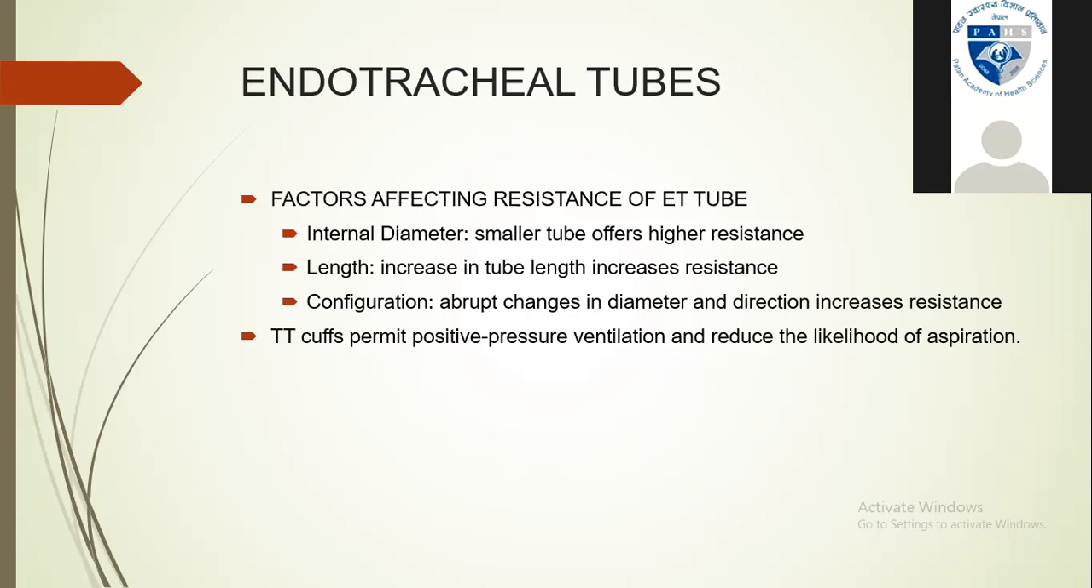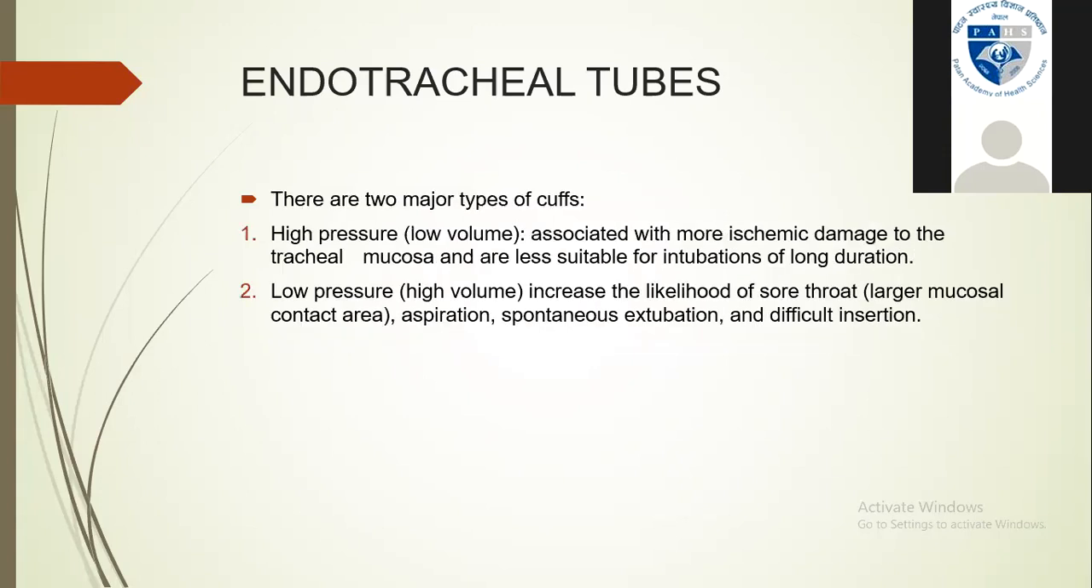The cuff of the tracheal tube permits positive pressure ventilation and reduces the likelihood of aspiration. There are majorly two types of cuffs: a high pressure low volume and a low pressure high volume cuff. High pressure is associated with more ischemic damage to tracheal mucosa and is less suitable for long term intubation, whereas low pressure increases the likelihood of sore throat, as it consists of high volume, and it increases the likelihood of aspiration, spontaneous extubation, and it is a difficult insertion.